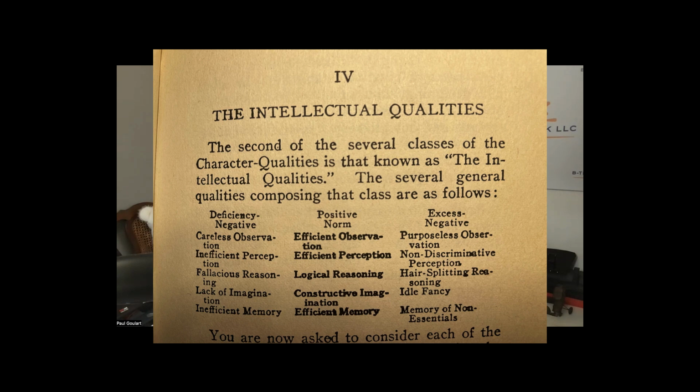The excess negative of efficient perception is known as non-discriminative perception, which is characterized by the frittering away of perceptive power on objects, facts, and events which are non-essential to our efficient thought, reasoning, and constructive imagination, and which fill the mind with a mass of worthless materials serving no useful or practical purpose. Perceptive power without discrimination is practically useless and serves to choke and clog the true perceptive areas of the mind.